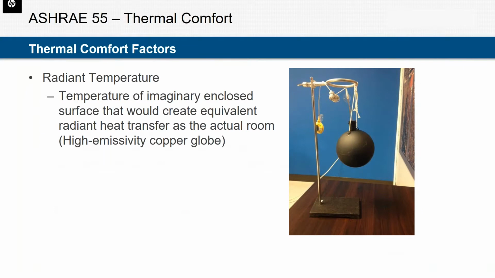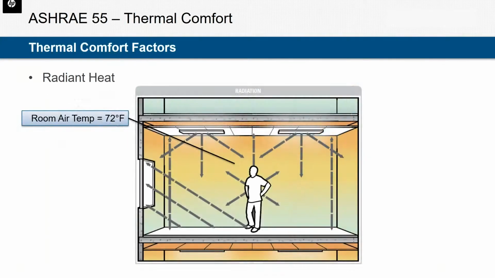Radiant temperature, this is another one that can sometimes be overly technical. If you look for a definition, it'll tell you the temperature of an imaginary enclosed surface that would create an equivalent radiant heat transfer as the actual room. A little confusing. What does that mean? That simply means it is what any typical dry bulb thermometer would read if it's enclosed in a highly absorptive, highly emissive device, such as this copper globe.